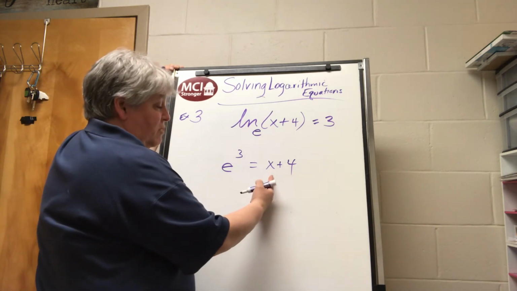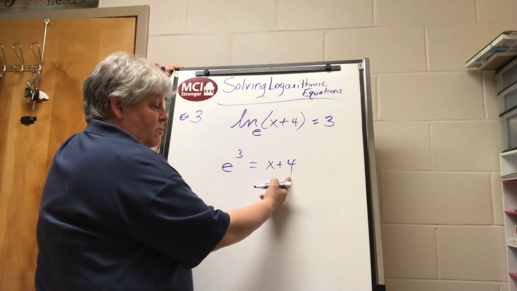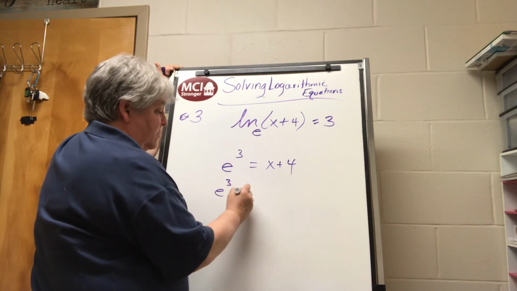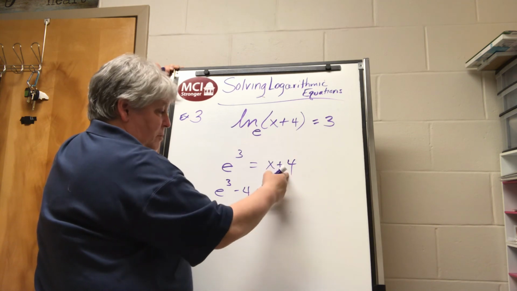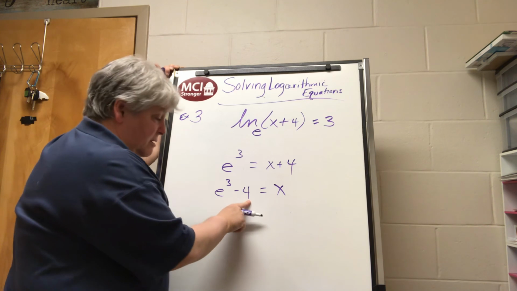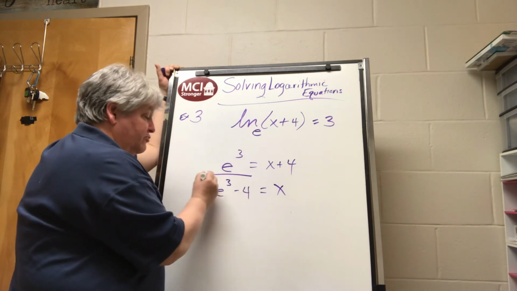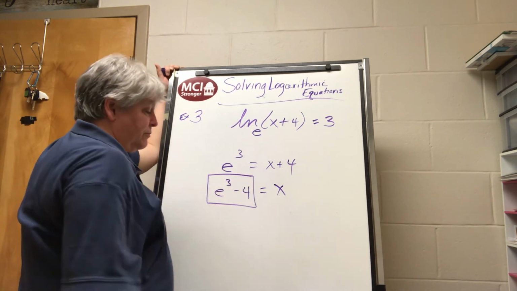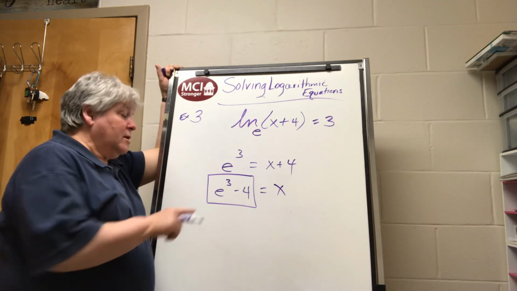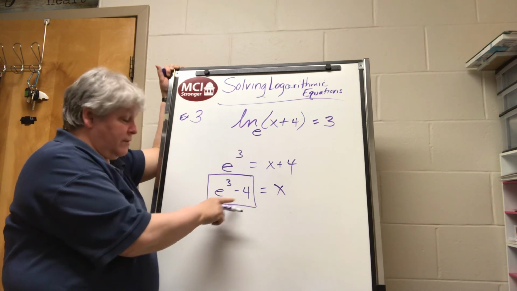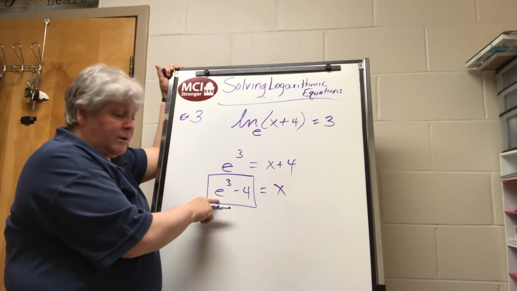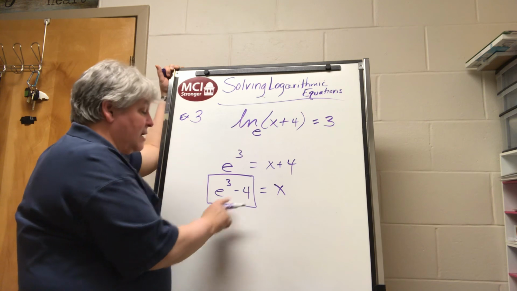So at this stage, I'm trying to find x. Let's subtract 4 from both sides. So e to the third minus 4 equals, and when we subtract 4 here, we're left just with x. This is a perfectly legitimate way to write your answer. If you were trying to know the value decimal-wise, you could evaluate this with a calculator. You would use the e or the e to the x button on your calculator, and you could get this in decimal form.